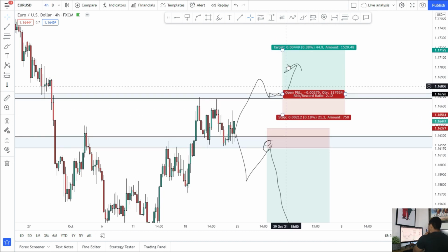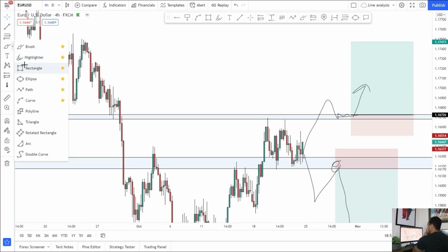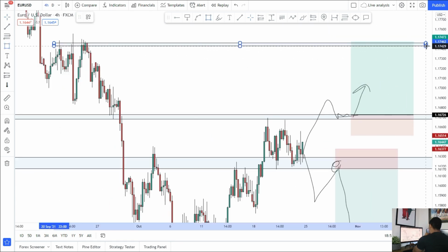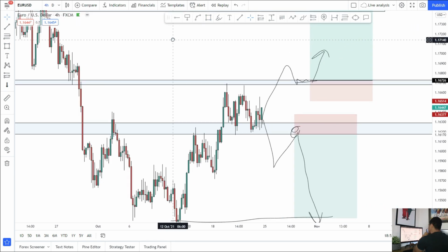So we'll look for the continuation around this area, around 1.16 to 1.16700. And then we'll look for continuations and probably look to target this resistance here on the left around the 1.17400 area. So really nice long and short opportunities if they come.